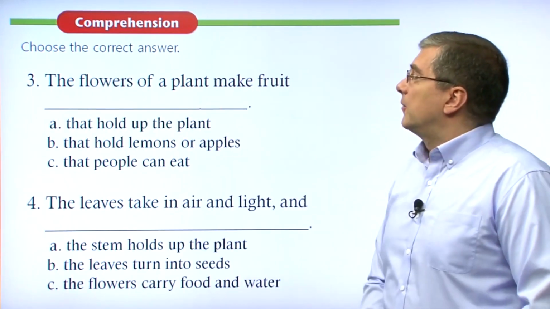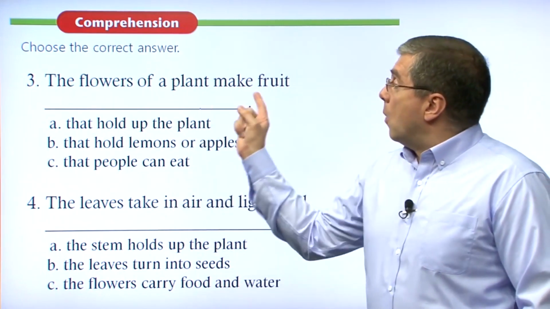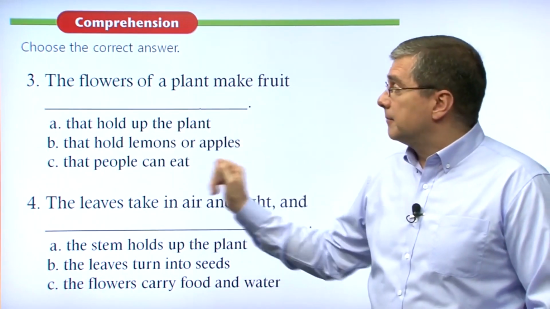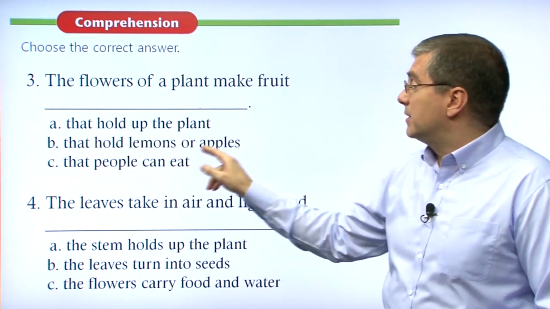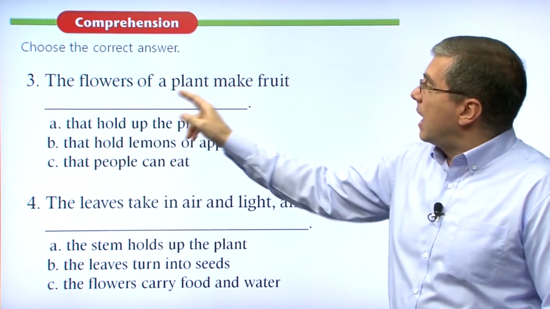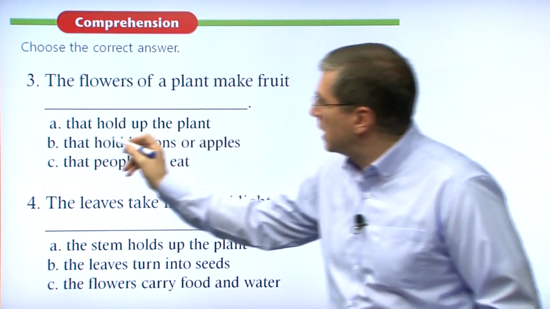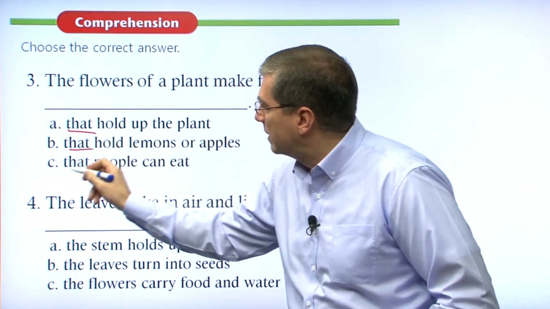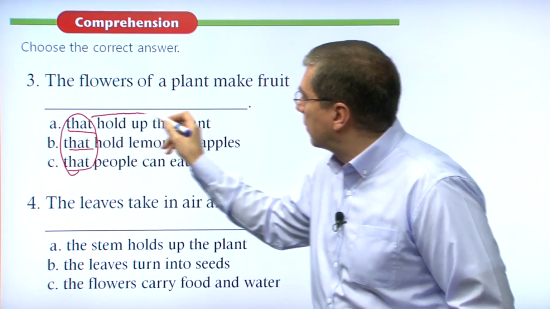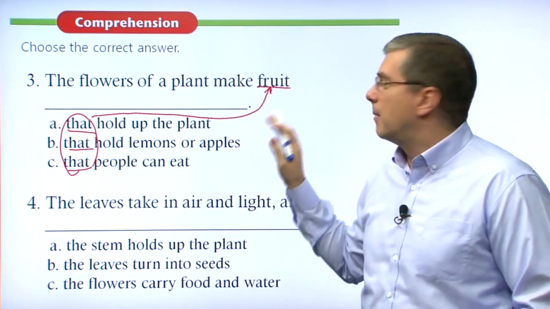Number 3, the flowers of a plant make fruit. What does the fruit do? Does the fruit hold up the plant, A, or B, that hold lemons or apples, or C, that people can eat? So the flowers of a plant make fruit. This question is about what the fruit does. All of these are referring back to the fruit. What is true about the fruit?